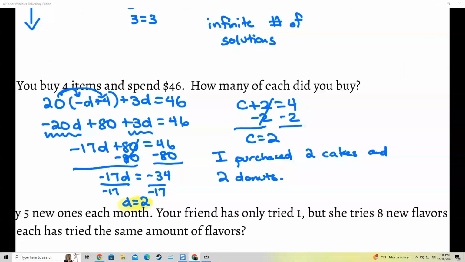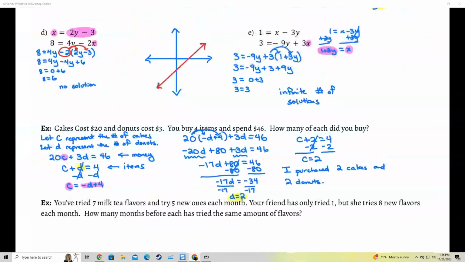And guys, you could check your work just to make sure that this actually worked, right? Like if you bought 2 cakes, that's $40. If you bought 2 donuts, that's $6. 40 plus 6, that's $46. That works. And then you said that you bought 4 items total. 2 plus 2, that's 4 items. And so sure enough, it works.